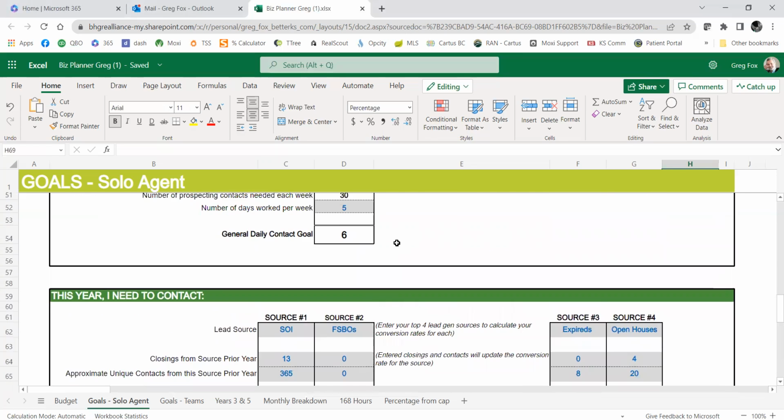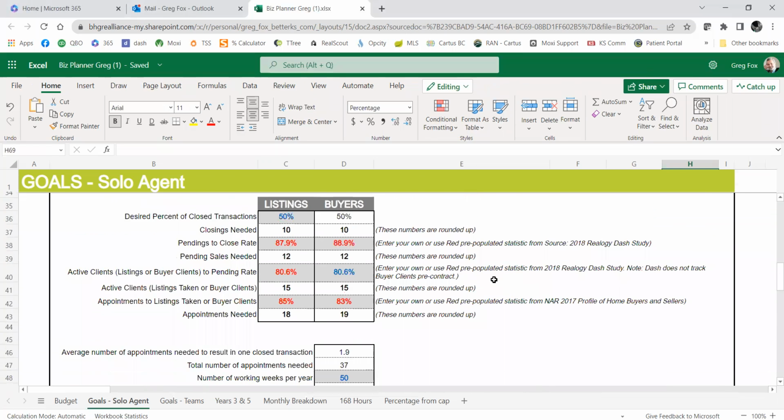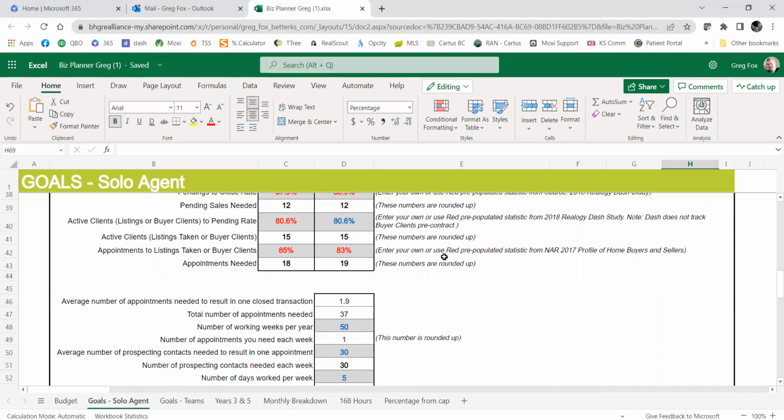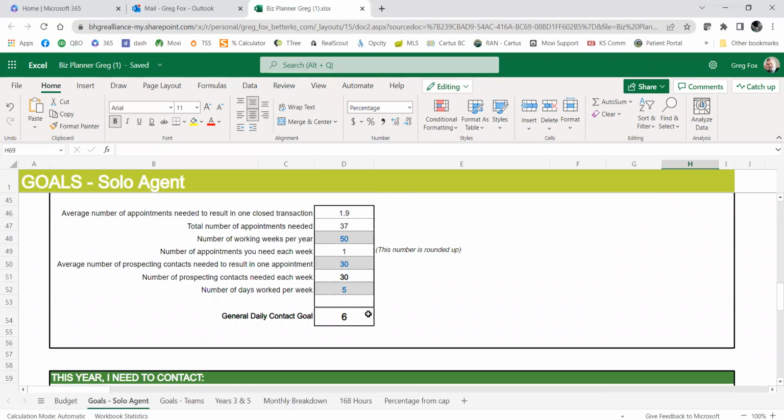So again, we've got 2 things going on here. If my goal from all of this says I need to contact 6 people a day, 5 days a week, contact means handing your card out, calling your past clients, emailing your past clients, sending them a text. A non-personal drip email, I would not consider a contact. It's okay, and the neighborhood news is okay, but a contact is a little bit more personal.